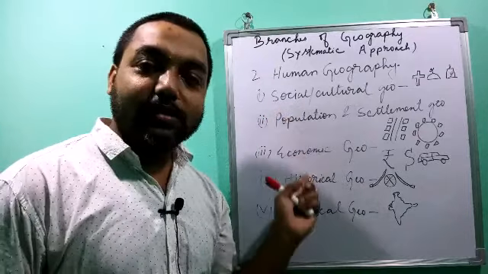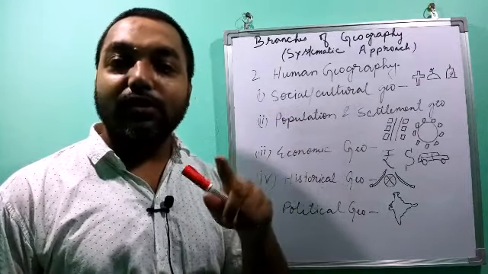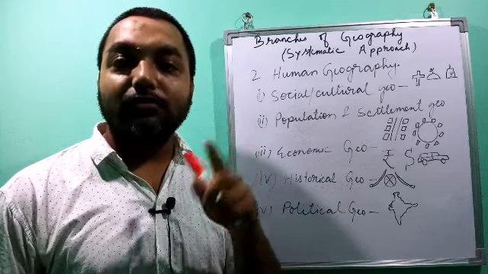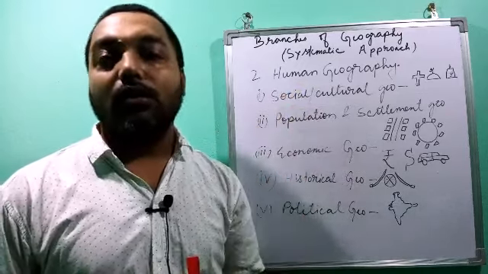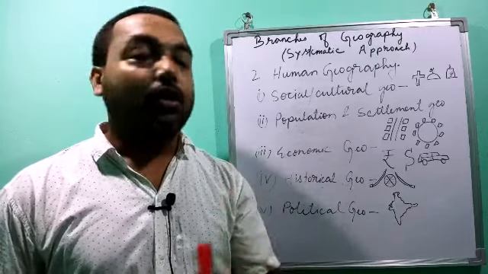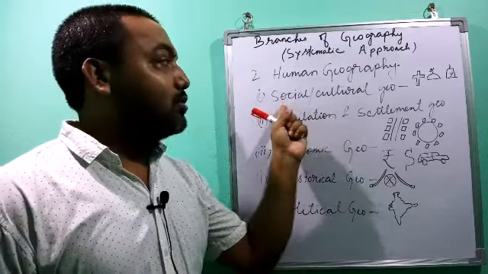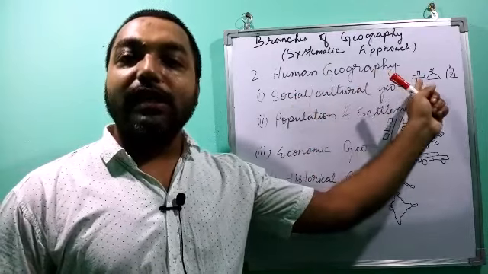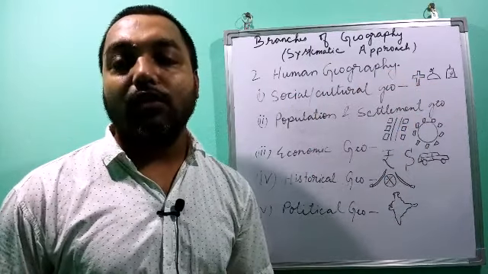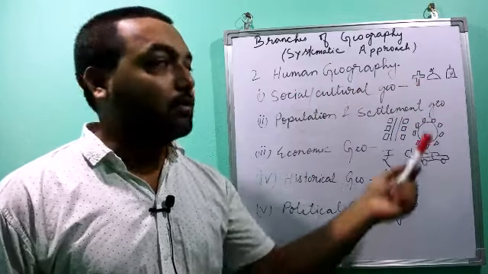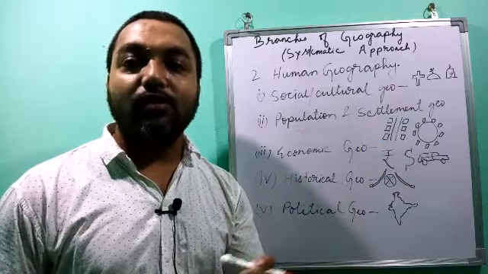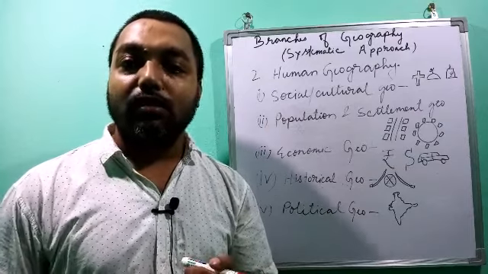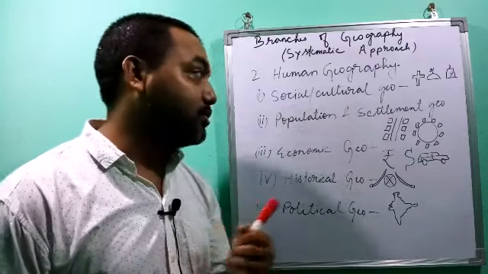So in all these aspects we will study only from the geographical point of view. We will study the impact of all these things on the physical environment or on the people. In social and cultural geography we study the social and cultural aspects of different things like religion, tradition, food habit, dress pattern. All these things we study in social and cultural geography.